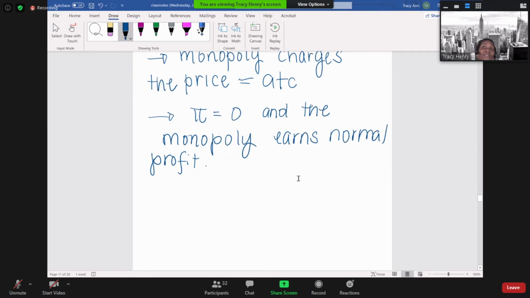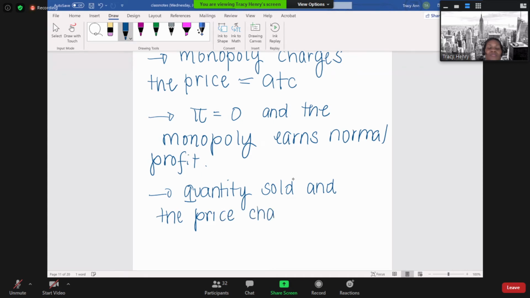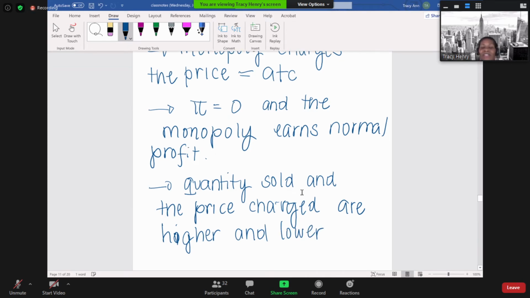The good thing about this also is that more often than not, the quantity increases and the price that they're charging decreases. So the quantity sold and the price charged are higher and lower respectively compared to the monopoly.